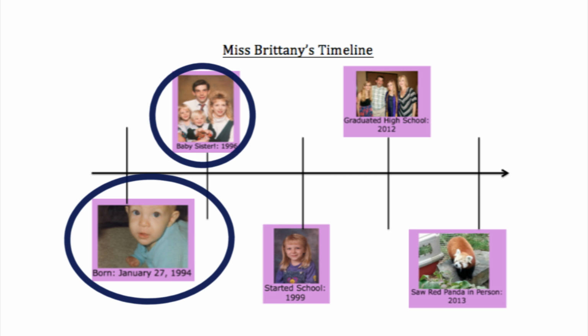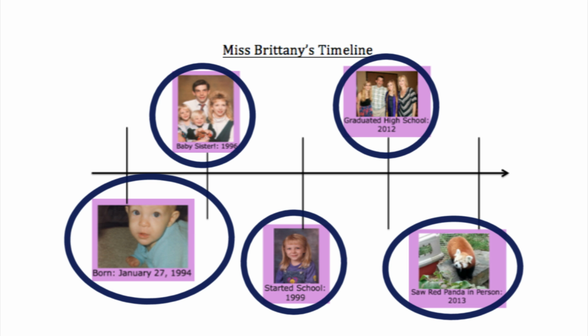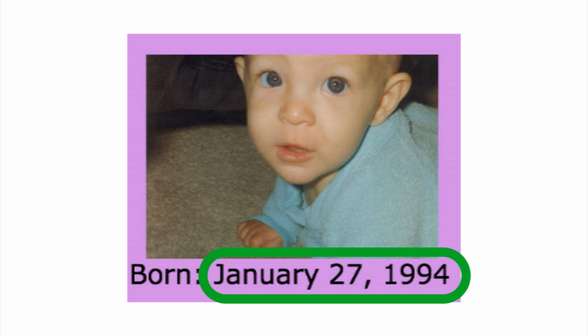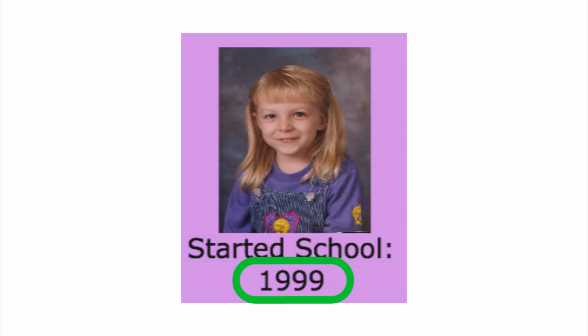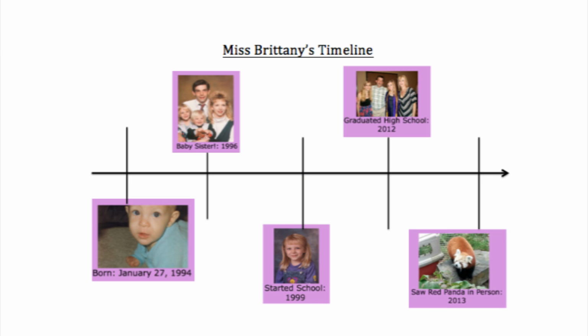Along with a label, each event needs a date to show where it goes on the timeline. The date could be exact, as your birthday, January 27th, 1994, or it might be as vague as a year, like 1999.